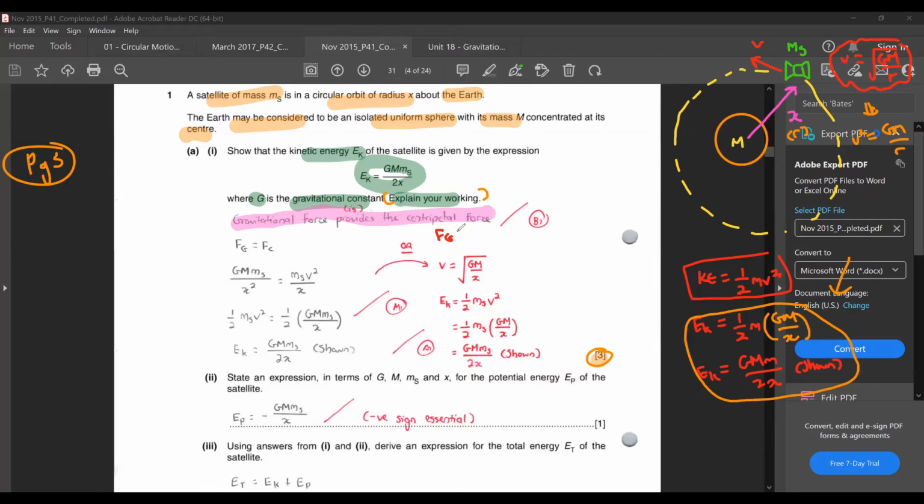You will get Fg equals to Fc, which in turn will be GMm_s over x squared equals to m_s v squared over x. So you get v equals to square root of GM over x. Then your EK is half m_s v squared. So you're going to get half m_s GM over x. Then the final product is GMm_s over 2x. Okay, right.